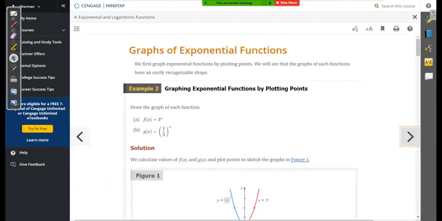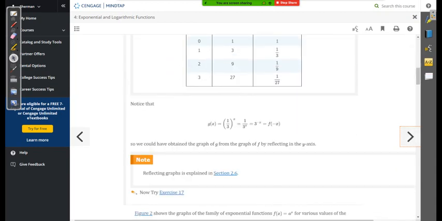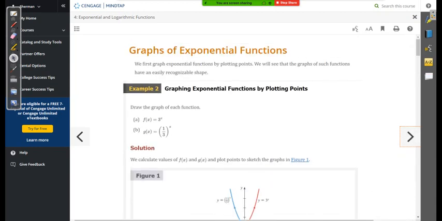Okay, so graphing exponential functions. Let's see what all this fits. Okay, so we're going to try to get this to fit.